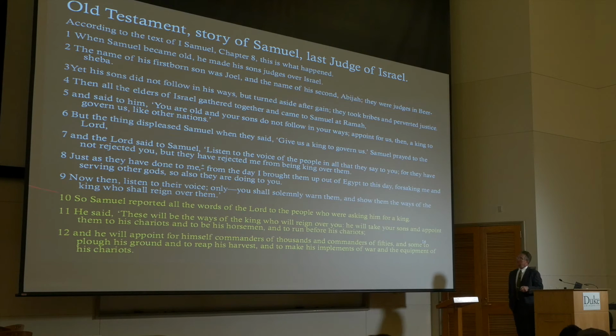Well, Samuel reported all the words of the Lord to the people who were asking him for a king. Samuel said, and this is what the Lord had told Samuel to say, "These will be the ways of the king who will reign over you. He will take away your sons and appoint them to his chariots and to be his horsemen and to run before his chariots. He will appoint for himself commanders of thousands and commanders of 50s, these are military units, and to plow his ground and reap his harvest and to make his implements of war and the equipment of his chariots.